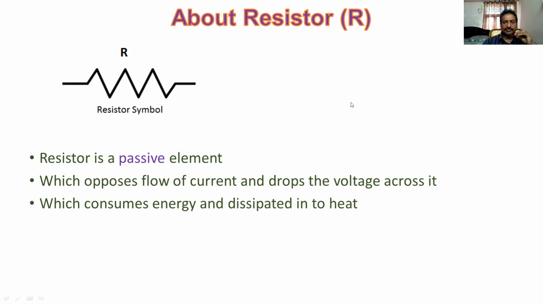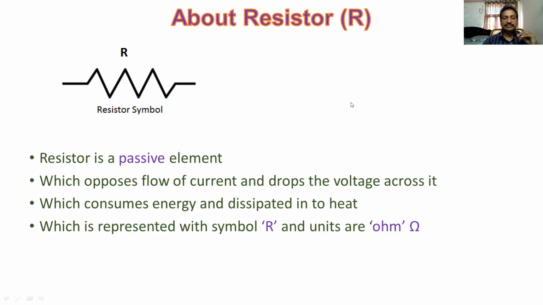How? I will explain with the help of a mathematical equation. I will clarify. So the third property is that it consumes energy and dissipates it into heat. So there are three properties. Number one is to oppose the flow of electric current. Number two is to drop voltage across it. Number three is to consume energy and dissipate it into heat.